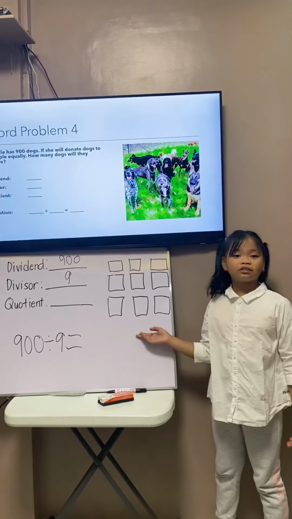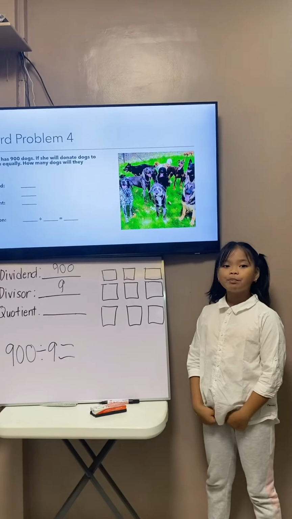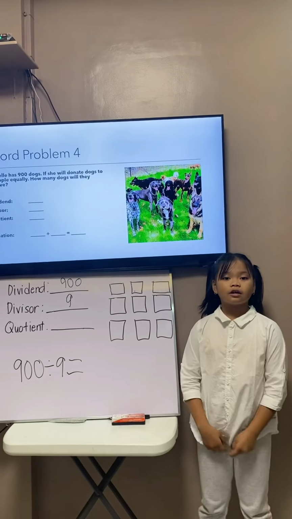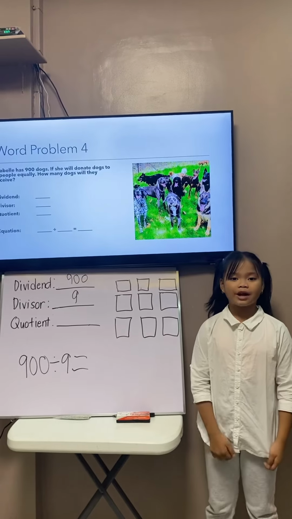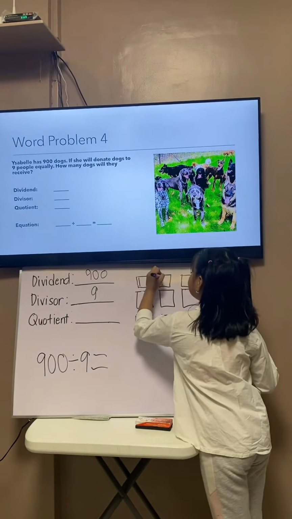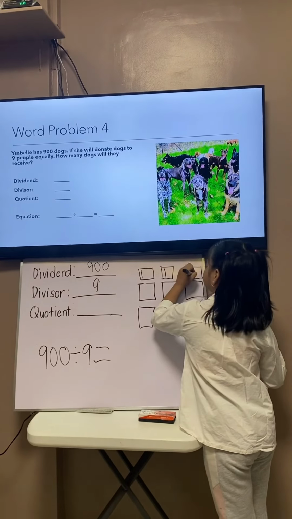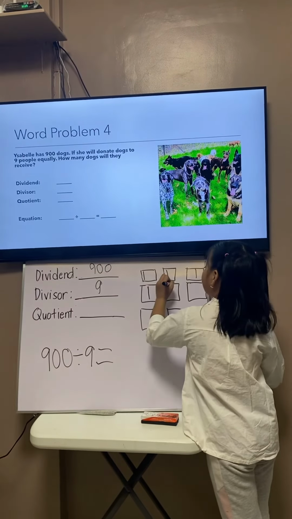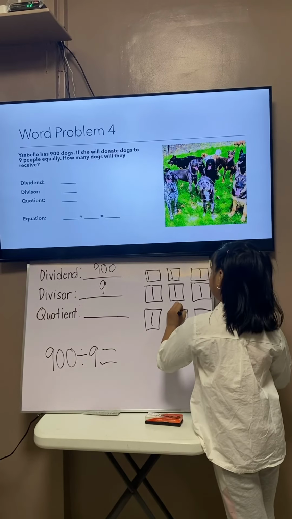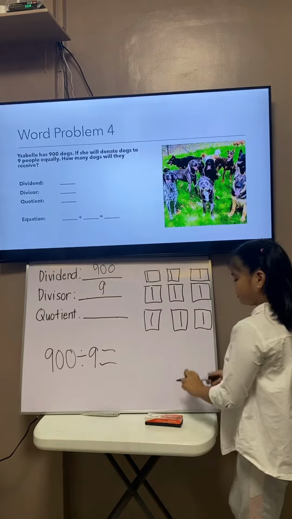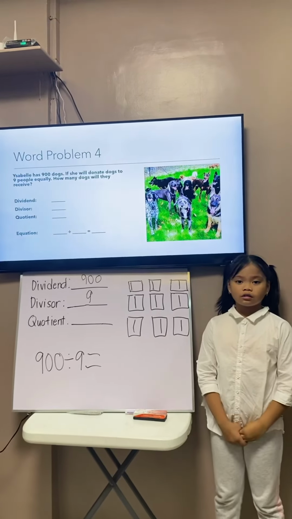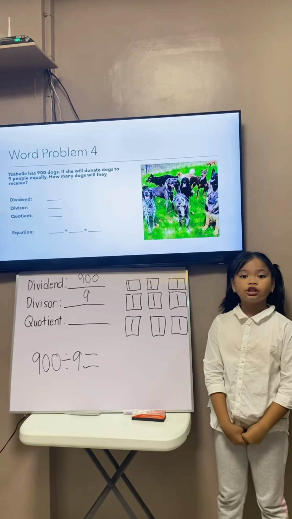1, 2, 3, 4, 5, 6, 7, 8, 9. These 9 boxes represent the 9 people. We will donate 100 dogs to each of the 9 people. 100, 200, 300, 400, 500, 600, 700, 800, 900. And the 9 people received 100 dogs each.